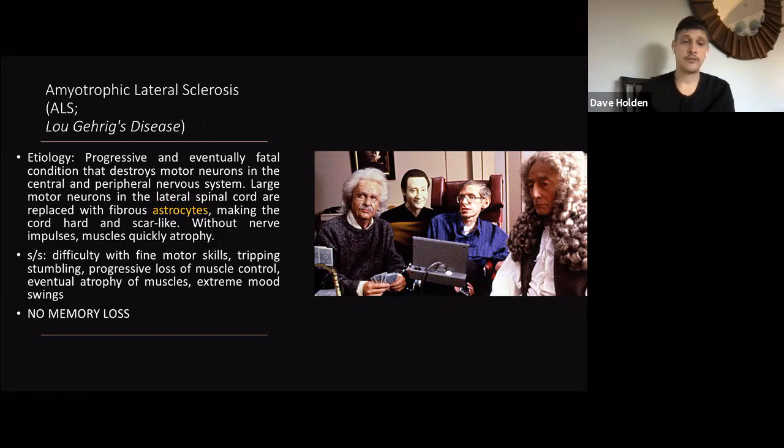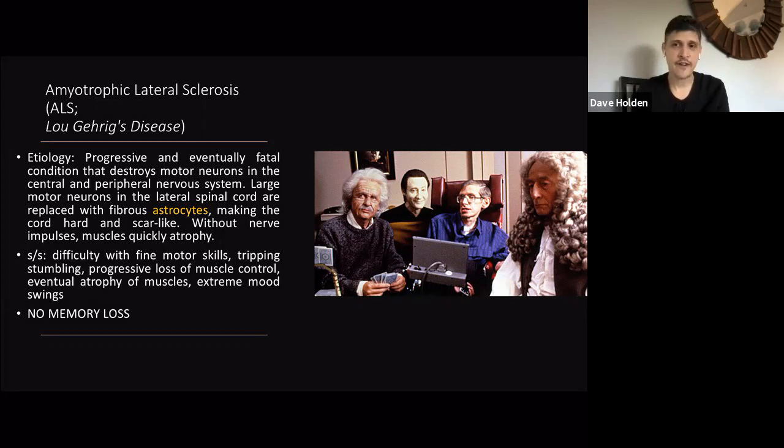Unfortunately, amyotrophic lateral sclerosis is progressive, and it is eventually fatal. As we said, it generally affects the motor neurons. So your first few symptoms start to show up as things like difficulty with fine motor control. You may have difficulty holding a pencil and typing and, you know, intricate things like that. Eventually, this will progress into stumbling and loss of muscle control. Eventually, the muscles will atrophy and you will be confined to a wheelchair.